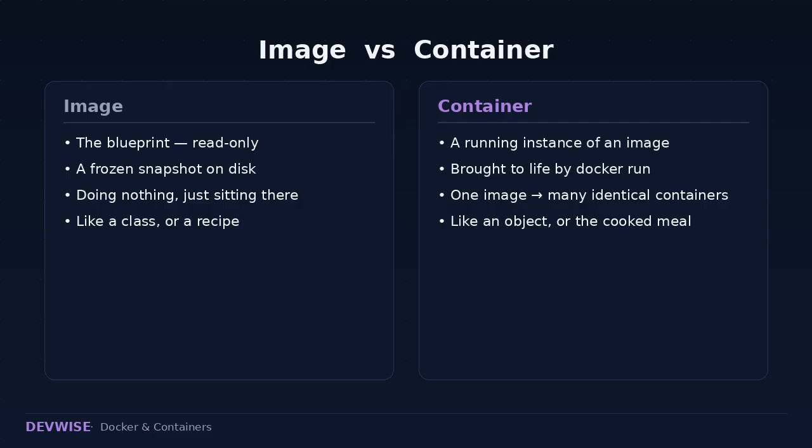A container is a running instance of that image. When you tell Docker to run an image, it takes that blueprint and brings it to life as a live, running container. The relationship is exactly like a class and an object in programming, or a recipe and the meal. One image, the template, can spawn many identical containers from it. Build the image once, run 100 containers from it, all identical.